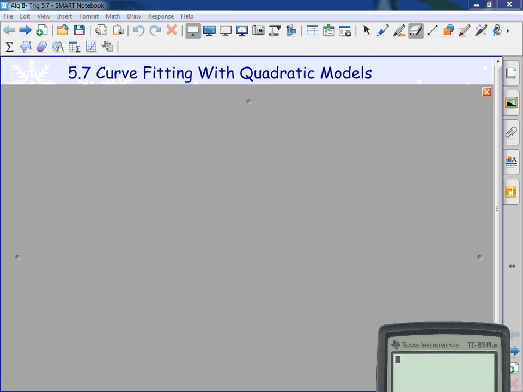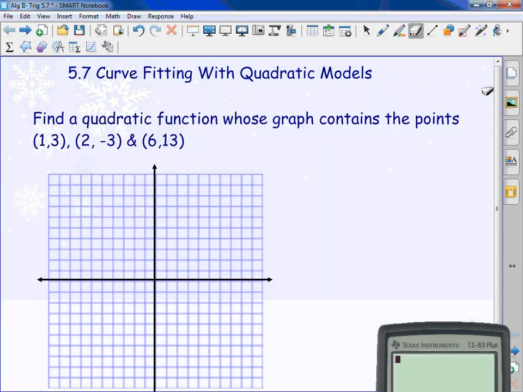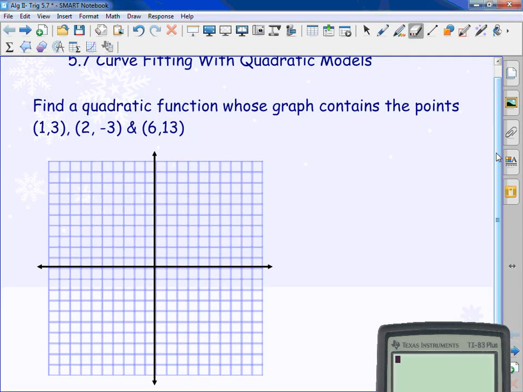Today we're starting 5.7, curve fitting with quadratic models. What we're going to do is find a quadratic function whose graph contains the points (1, 3), (2, -3), (6, 13). You don't have to use graph paper, just make a simple graph on your paper. Make a graph and plot those 3 points.